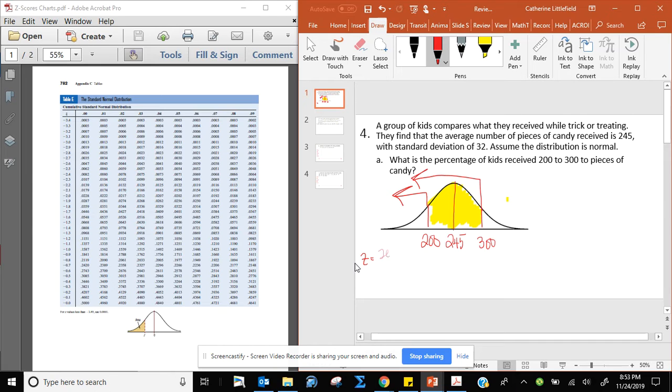So z is equal to 200 minus the average, which was 245, divided by the standard deviation, which is 32. Well, 200 minus 245 is negative 45 divided by 32, and my calculator gives me a negative 1.41. Make sure you're rounding correctly. And then if we find the z-score for 300, 300 minus the mean of 245 divided by the standard deviation of 32, we're going to get a z-score of 1.72. And make sure that you're also rounding that one correctly.